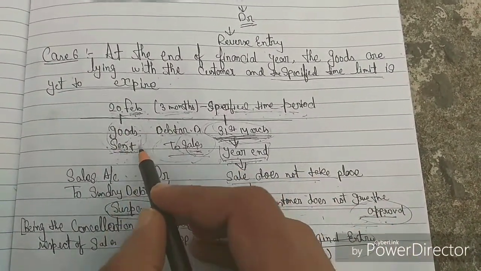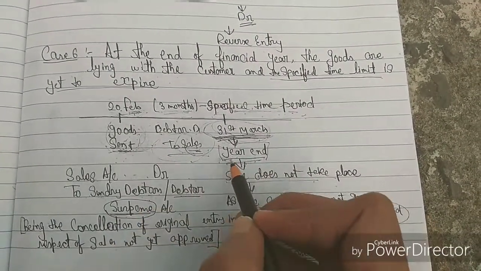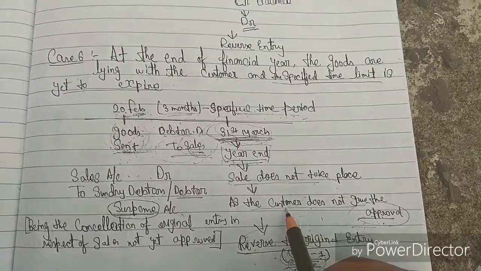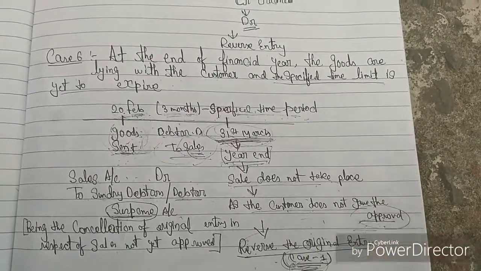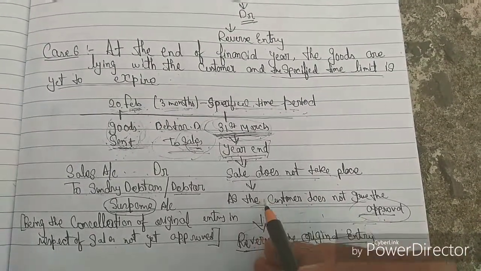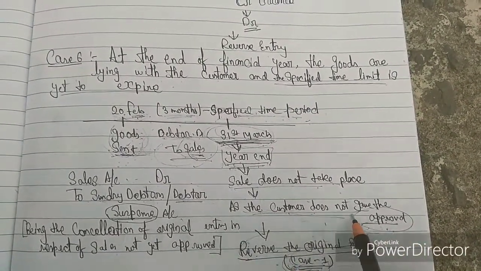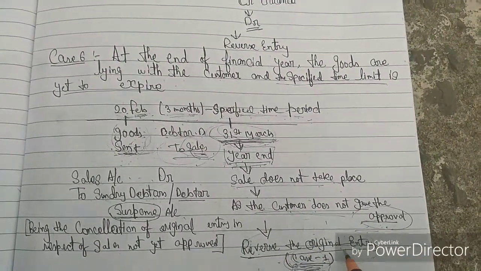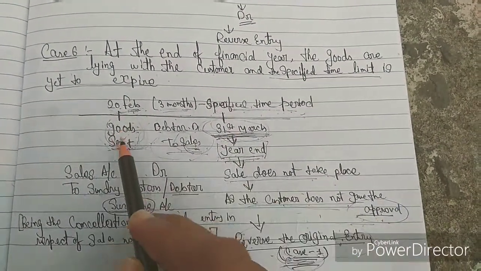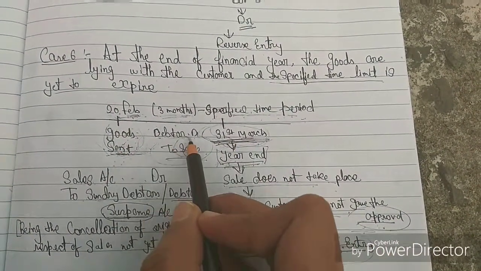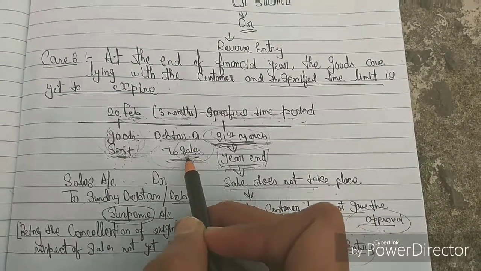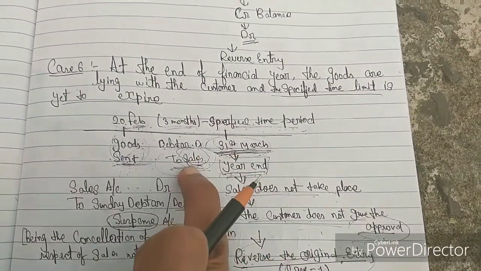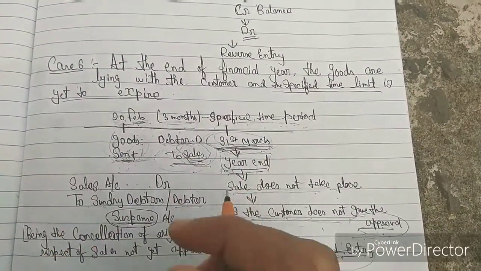Will he record the goods sent as sales? No, he cannot record it as sales because the sale did not take place, because the customer has not given the approval that he accepted those goods. So what do we have to do at the financial year end? We have to reverse the original entry. So what was the original entry? When he sent the goods, he passed this entry, debtors account debit to sales. How can we credit sales account, because the sale has not taken place? So we have to reverse this effect.